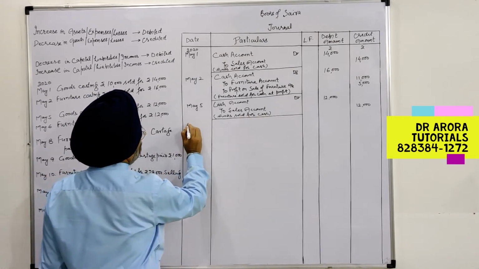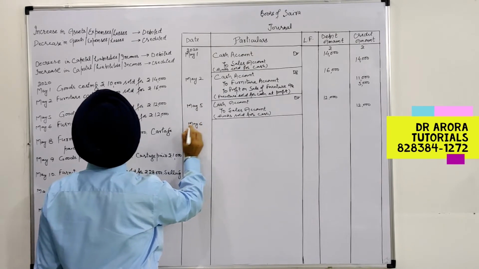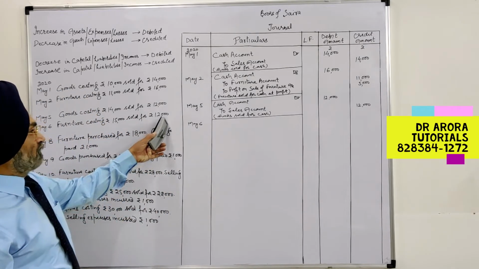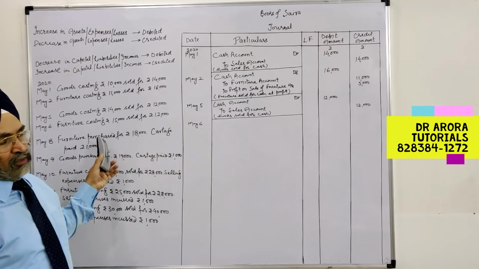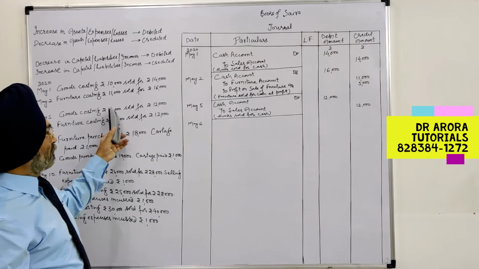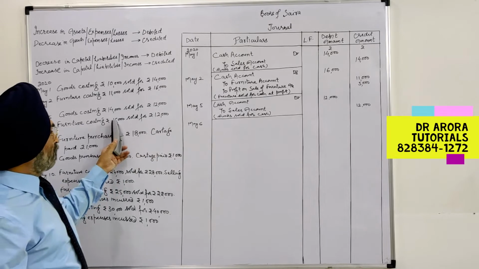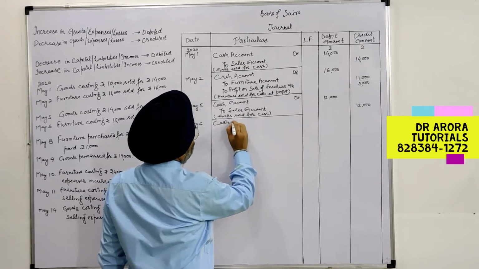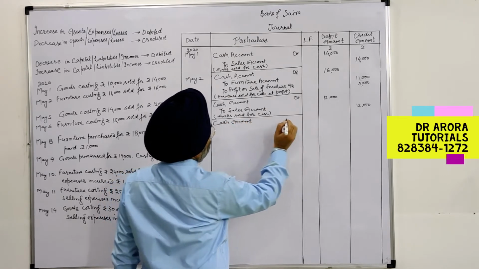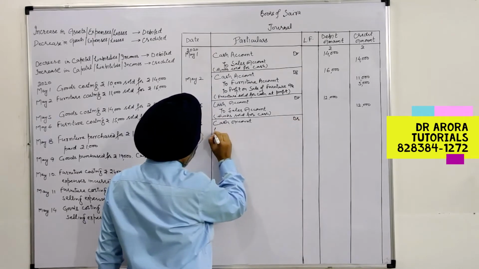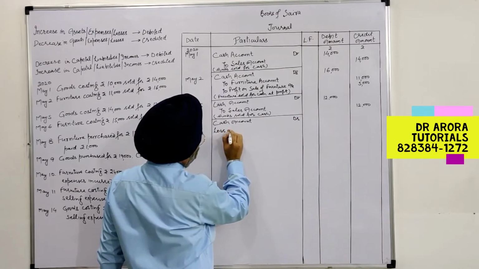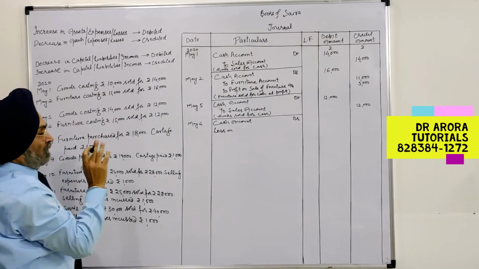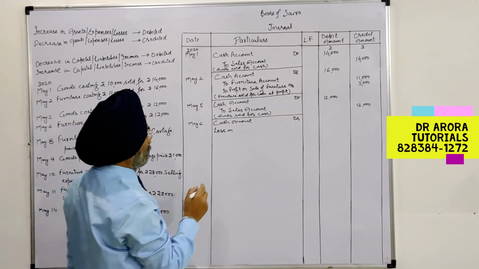Then on May 6th, furniture costing 15,000 sold for rupees 12,000. Here there is a loss. This loss is to be recorded. When goods are sold, profit or loss is not recorded. When a non-current asset is sold, profit or loss is to be recorded. So this is cash account debit, and loss is also to be debited. Increase in loss to be debited, or debit all expenses or losses as per the traditional rule.